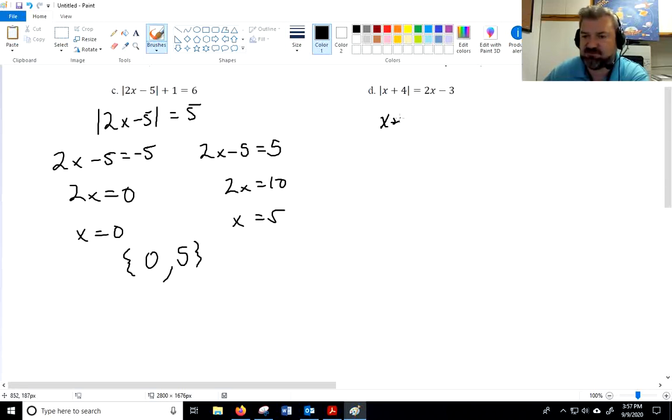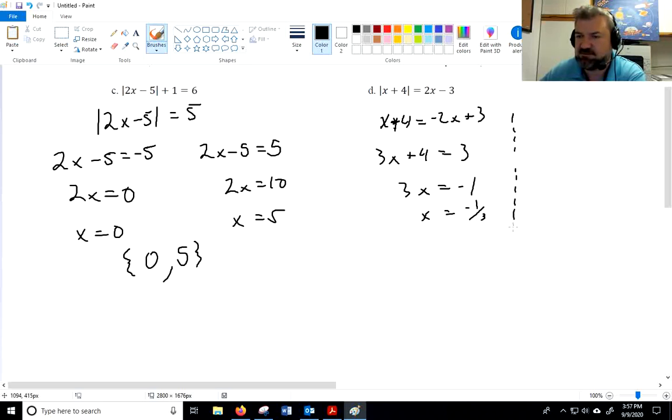You've got x plus 4 already isolated in the absolute value, so I'll just set it equal to the negative, which changes all the signs, and the positive. So let me do the negative one first. I get 3x plus 4 equals 3. 3x equals a negative 1, so x is equal to a negative 1/3. And now I'll do the positive.